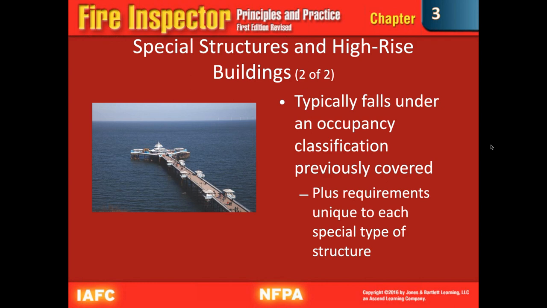Plus requirements unique to each special type of structure, and then first determine the general occupancy classification and then determine the special ones after that. So figure out what the bulk of the building is used for, and then if there's any special additions to it beyond that, label those out as well. And that is it for chapter 3.